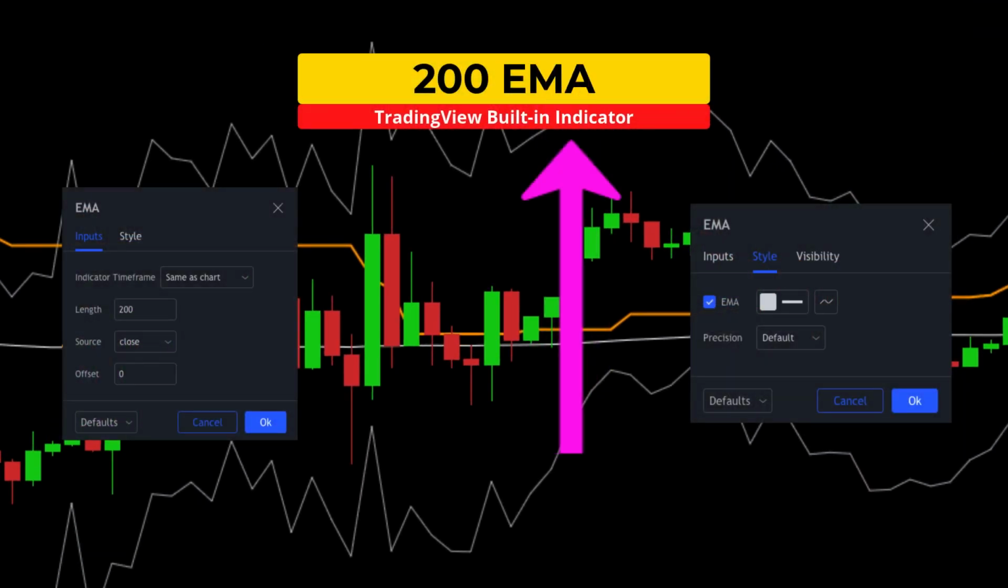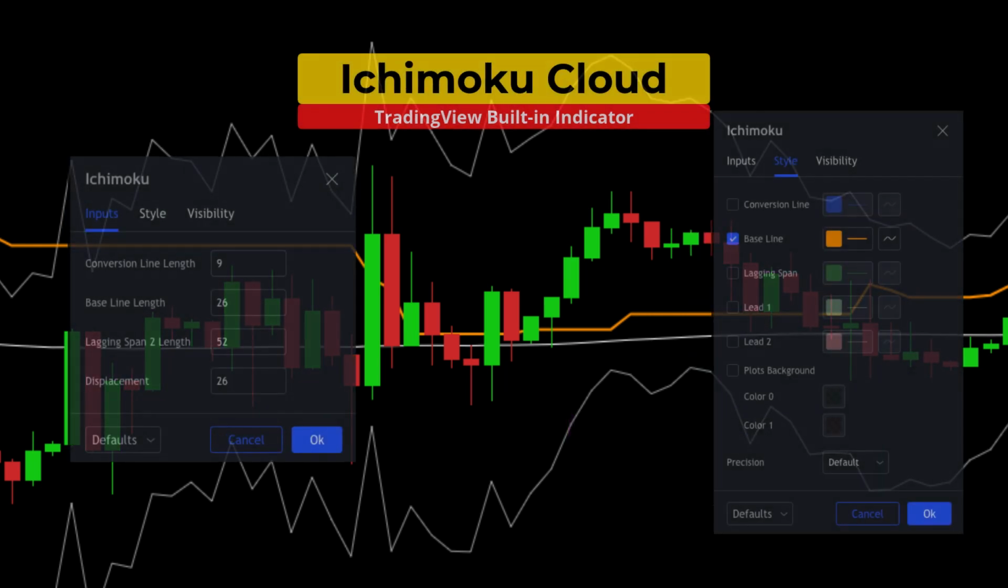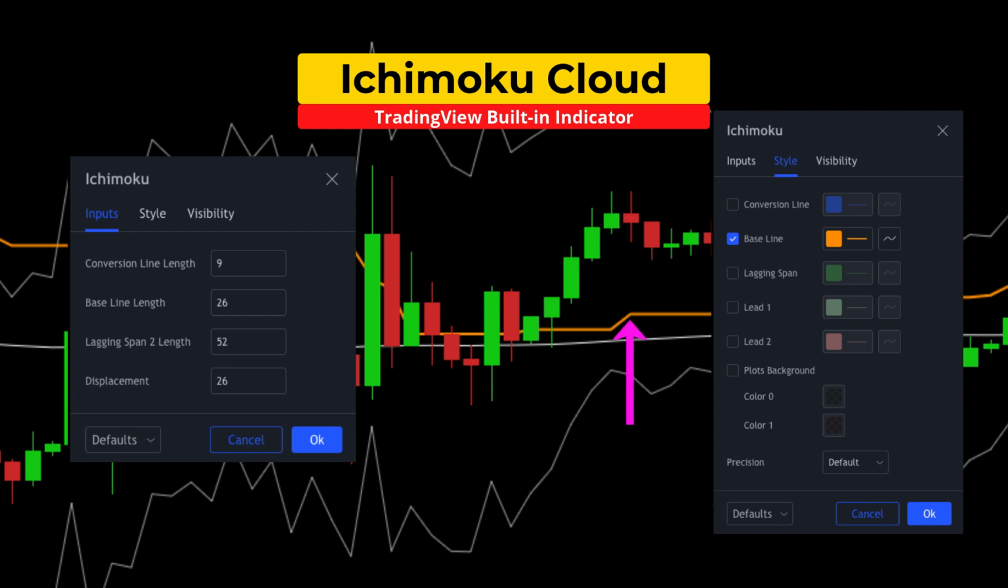The second indicator is the exponential moving average set to the 200 period and colored in white. This study will provide us with the overall trend direction. The third indicator is the Ichimoku cloud set to default input settings. We are only going to use the Kijun-sen, which on TradingView is listed as the baseline. We'll remove all other elements.